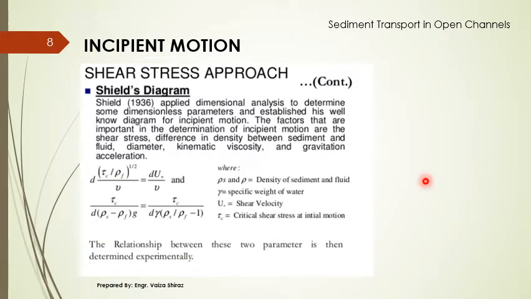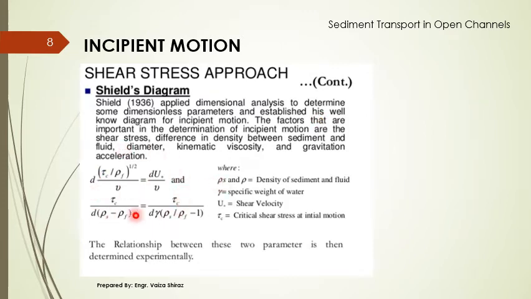Next formula in the shear stress approach is the Shields diagram. Shields applied the dimensional analysis approach to determine the dimensionless parameters and establish his well-known diagram for the incipient motion. The factors that are important in the determination of the incipient motion are the shear stress, difference in the densities between the sediment and the fluid, diameter, kinematic viscosity, and the gravitational acceleration. You can see these parameters in these equations.